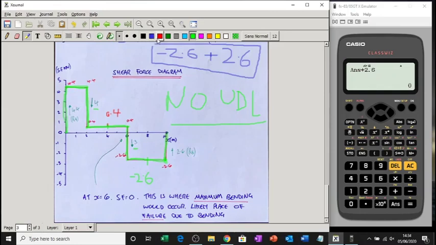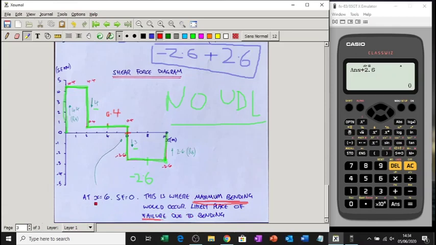One last thing, which is very important. At this point here where it crosses at x equals 6, that is where there's no shear force. So that is where maximum bending moment would happen, because there's no shear force. So all the forces are being put into bending. When we do bending moment diagrams, you will probably see that the maximum bending moment is at x equals 6. So where this shear force diagram crosses the axis, where shear force is 0, that's where the maximum bending moment would be, and that's where failure may occur due to bending.